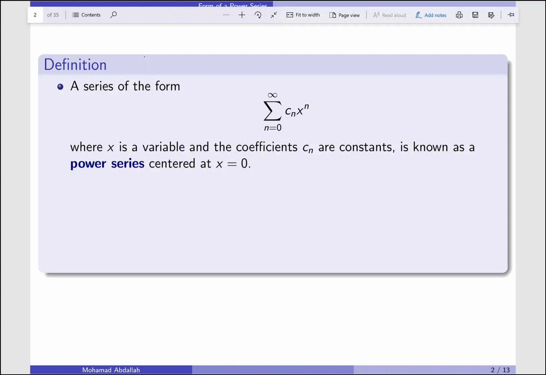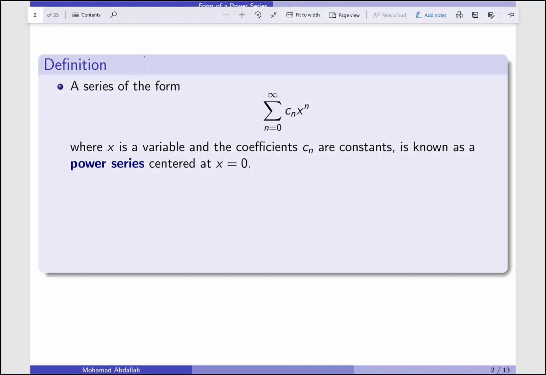In this video, we will talk about power series. Starting with the definition, a series of the form sum from n equals 0 to infinity of c sub n multiplied by x to the power n, where x is the variable and the coefficients c sub n are constants in terms of x. They depend on n, but they don't contain x, so they are constants with respect to x. This is known as a power series centered at x equals 0.